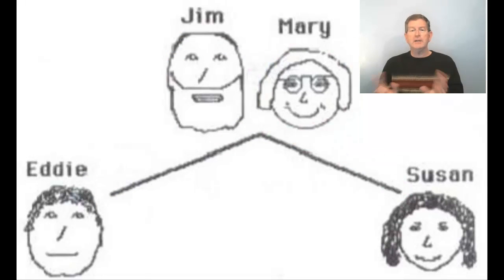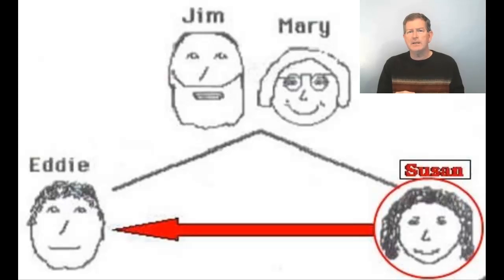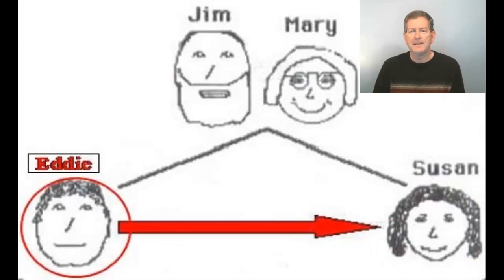Good. Now let's talk about Eddie and Susan, what their relationship is to each other. Eddie is Susan's... Think about it, Steve. Eddie is Susan's brother. There we go. Right. You can say he is Susan's brother, or he's Susan's brother. Okay. Now, Susan is Eddie's sister, or she is Eddie's sister, or she's Eddie's sister. Okay? Repeat. Brother. Sister.